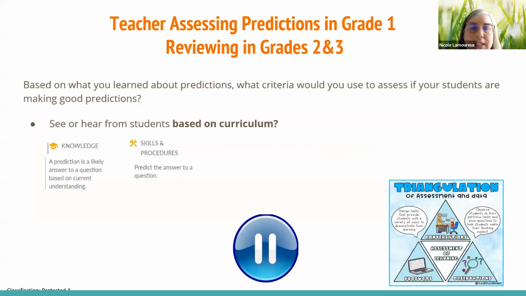Okay, so I'm going to pause for a moment. So based on what you've learned about predictions, especially in grade 1, because you are assessing, and just thinking in grade 2 and 3, what are the criteria? What would you want to see or hear from students based on our curriculum for a solid prediction? And some brave souls, can you drop it in the chat? So I put the knowledge statement with the skills and procedures. And what would you want to see or hear from students when they make a prediction by the end of grade 1? And if you're reviewing in grades 2 and 3, and Jana will monitor the chat for that.